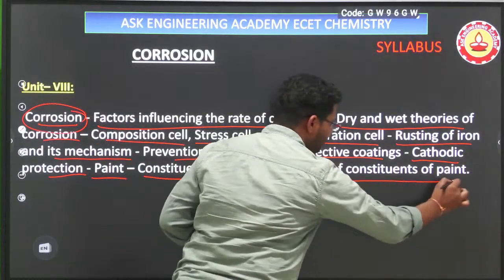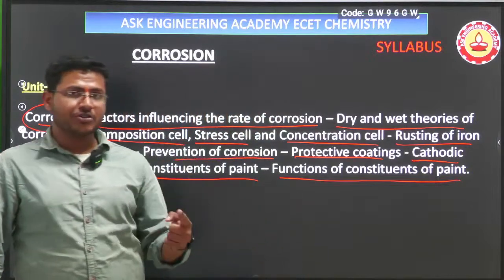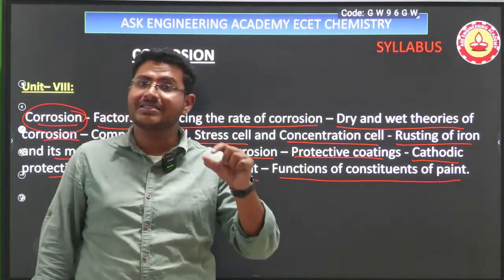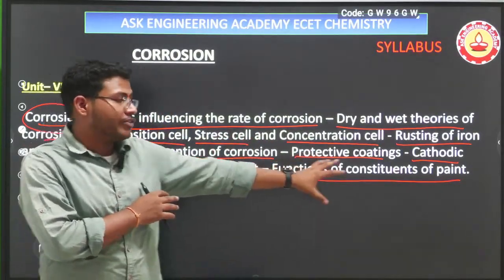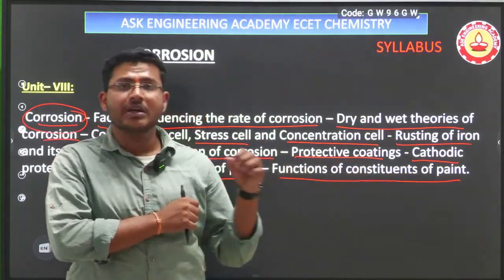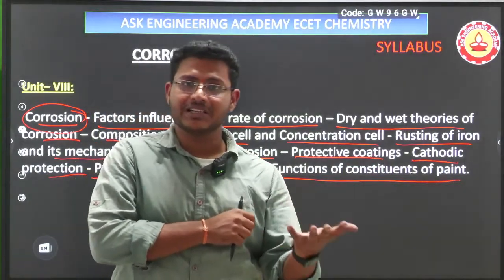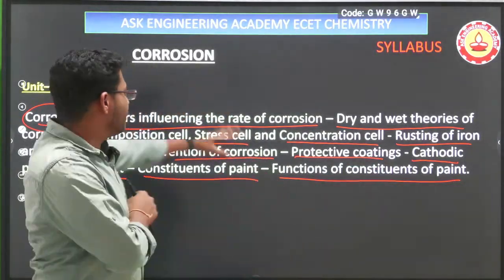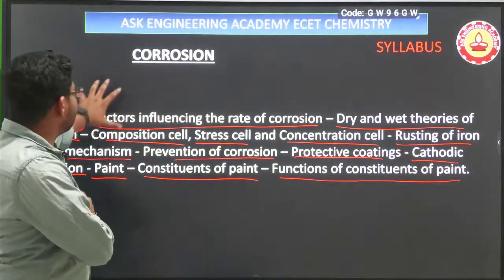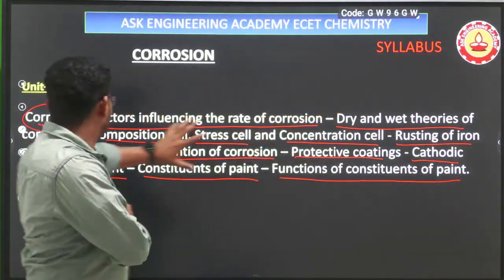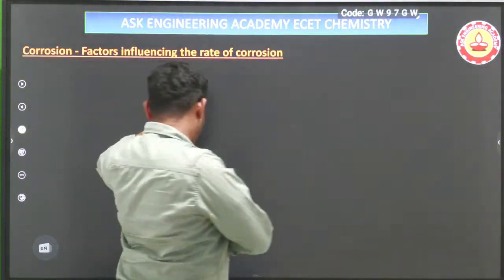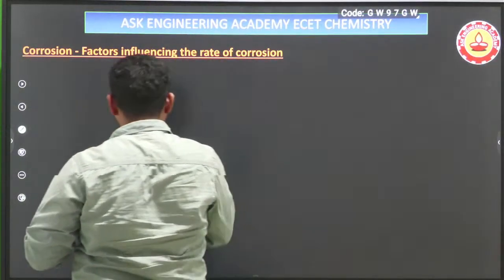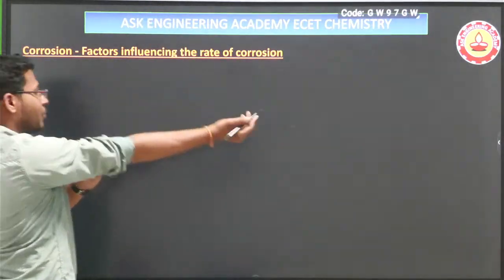Functions of constituents of paint. Paints contain many constituents. Each and every constituent has its own role. How the constituents of the paint play an important role in prevention of corrosion as a protective coating or protective layer. So these are all the contents of corrosion. Now we are moving on to the topic corrosion: factors influencing the rate of corrosion. Now first, what is meant by corrosion?